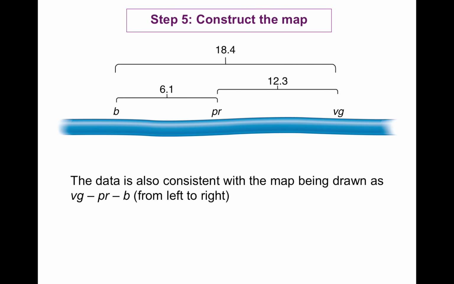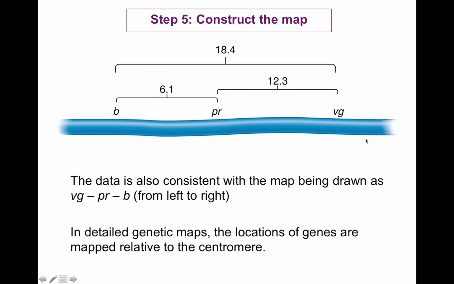The data is also consistent with the map being drawn opposite, with the vestigial here and the black here. In detailed genetic maps, the location of genes are mapped relative to the centromere.